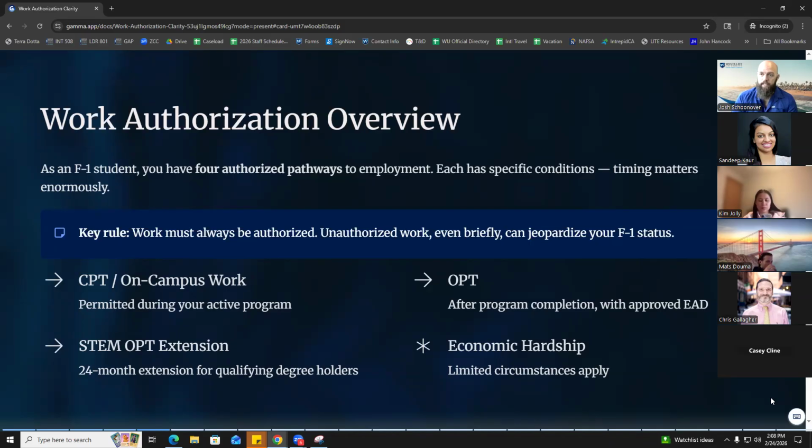CPT is something that the regulations do allow. It's up to the individual school how much and to what extent they're going to allow international students to do it. So, one of the things that my institution does is we allow work authorization through CPT for our graduate students from the start of their program.